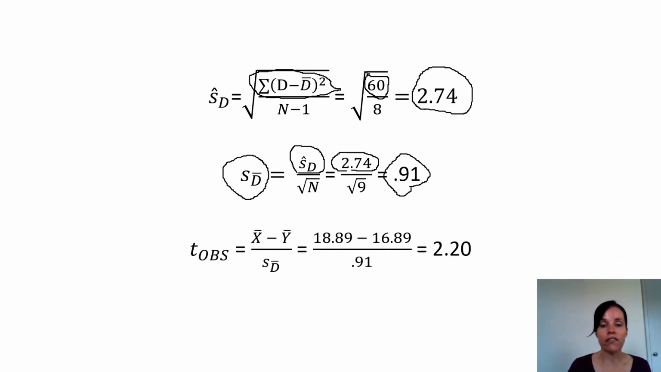So now we have everything that we need in order to calculate the observed value of the test statistic. So t observed is x bar minus y bar over the standard error S sub D bar. So here it's 18.89 minus 16.89 divided by the standard error term 0.91. So the observed value of t for this problem is 2.20.